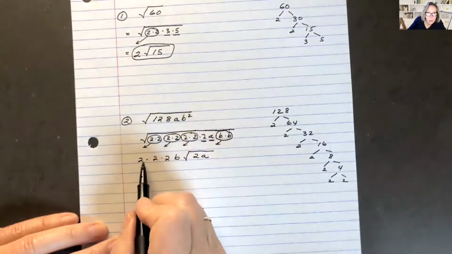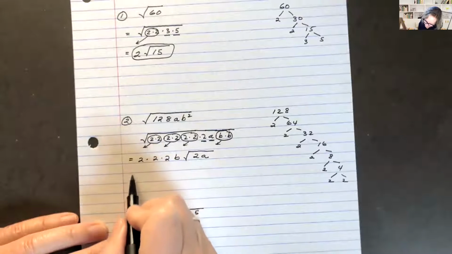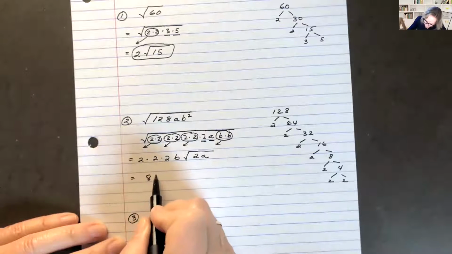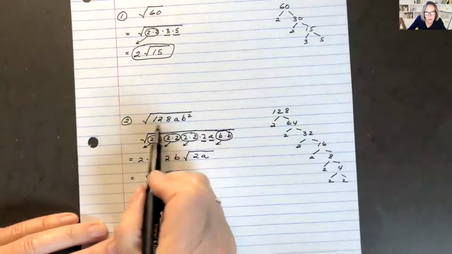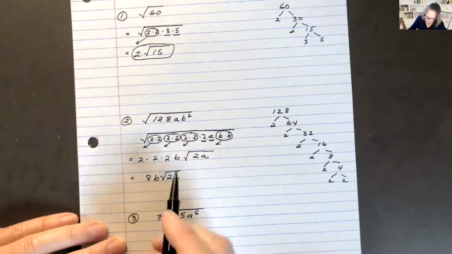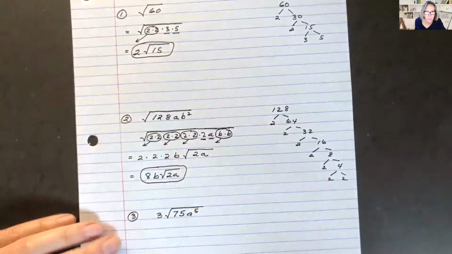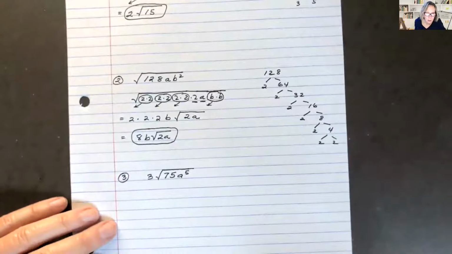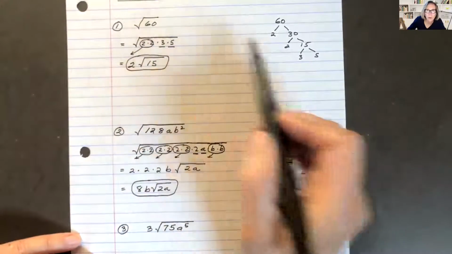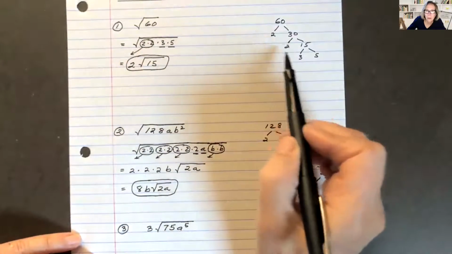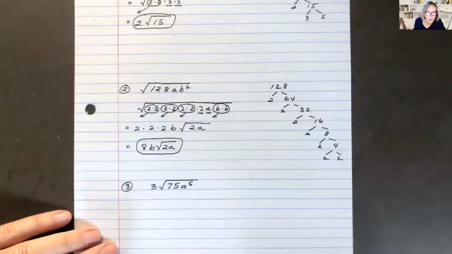And if I simplify this, 2 times 2 is 4 times 2 is 8. I get 8b times the square root of 2a. And that is this expression simplified with all of the perfect squares pulled out. Okay, so the last one, and you know, when you get better at this, you'll just go, oh, it's 4 times 15. So a 2 will come out and a 15 will stay in, etc.